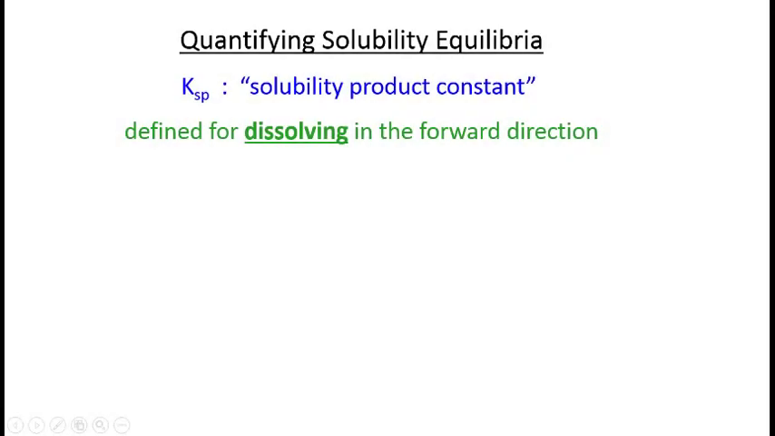When we have a solid precipitate and ions still in solution, we have a dynamic equilibrium. This equilibrium is quantified by its equilibrium constant. And this equilibrium constant is called the solubility product constant. The solubility product constant is given the symbol Ksp. It is defined for an equilibrium where an ionic compound is dissolving in the forward process. Precipitation would be the reverse process.